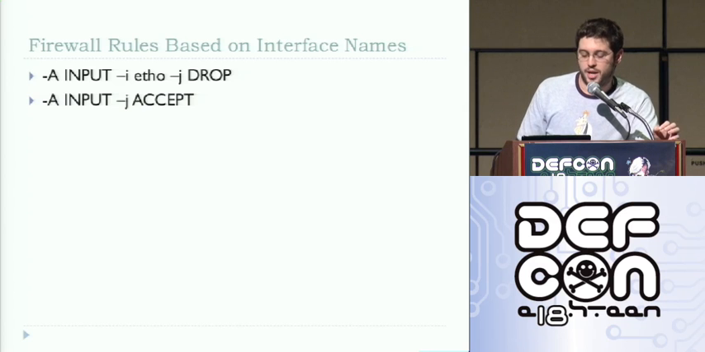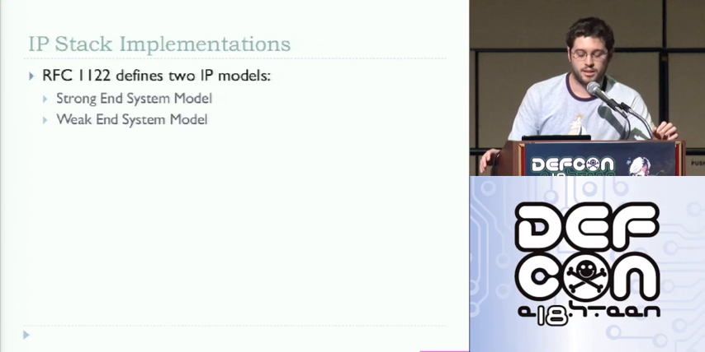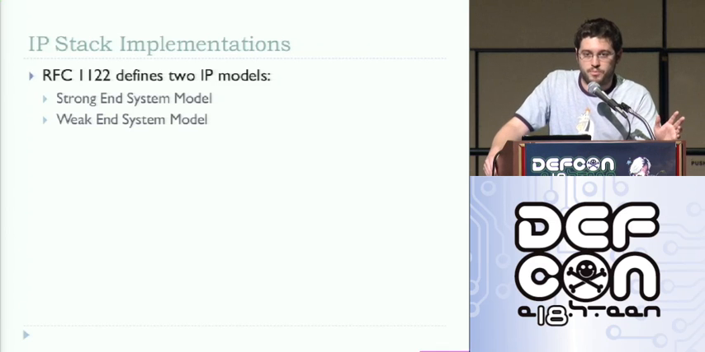And where this comes back to bite us is when you look at how the underlying operating system on the router handles IP packets. So RFC 1122 defines two models for implementing an IP stack. The first is the strong model, and the second is the weak model. Which do you think is better?